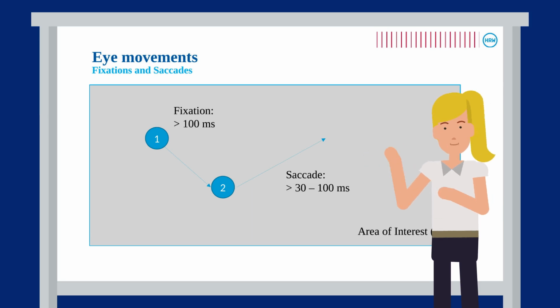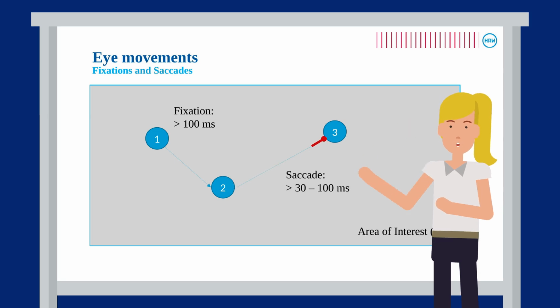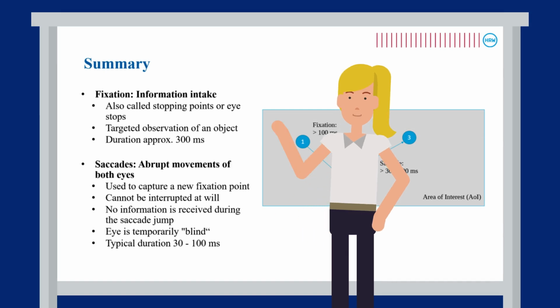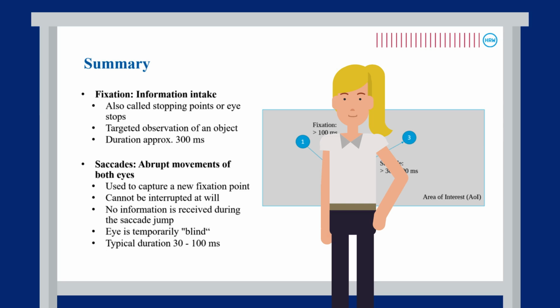Saccades, on the other hand, are quick and abrupt, lasting 30 to 100 milliseconds before they move on to the next target. Now let's talk about eye tracking. This works by measuring those previously mentioned fixations and saccades. Fixations are also called stopping points, or eye stops, and last about 300 milliseconds. During saccades, the eye is temporarily blind, and no information can be gathered. It helps shift focus to new points of interest, and cannot be interrupted at will.